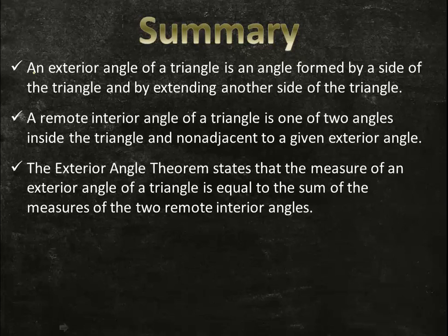Okay, what we learned is an exterior angle of a triangle is an angle formed by a side of the triangle and by extending another side. A remote interior angle is one of two angles inside the triangle that are non-adjacent to the given exterior angle, and the exterior angle theorem states that the measure of an exterior angle of a triangle is equal to the sum of the measures of its two remote interior angles.